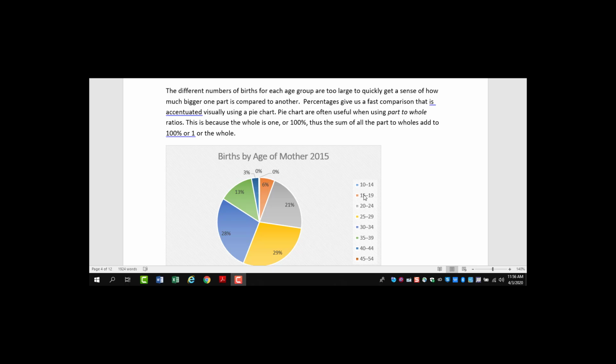This is a pie chart because all the births were between women 10 to 54. Now there may have been one that was 9 and one that was 55, but this covers about all of them. You can see that the highest percentage of births is from women 25 to 29. 30 to 34 is close to it, 28% of all births. It looks like 0% of births for a couple categories.